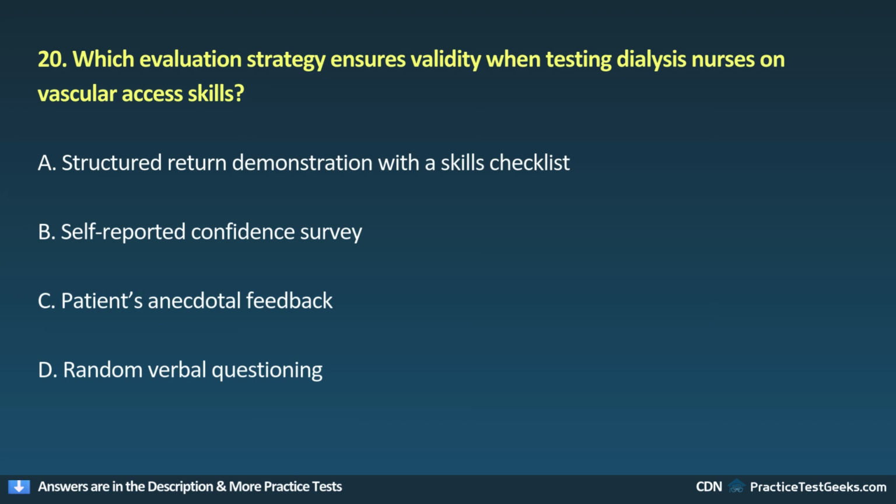20. Which evaluation strategy ensures validity when testing dialysis nurses on vascular access skills? A. Structured return demonstration with a skills checklist. B. Self-reported confidence survey. C. Patient's anecdotal feedback. D. Random verbal questioning.